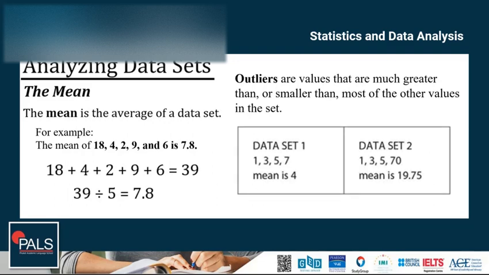Now, in the data shown on the screen, we can see the effect of changing one value in the data set to an outlier. Take data set 1, 3, 5, and 7: the mean is 4. However, by changing 7 into 70, an outlier, the mean increases to 19.75.